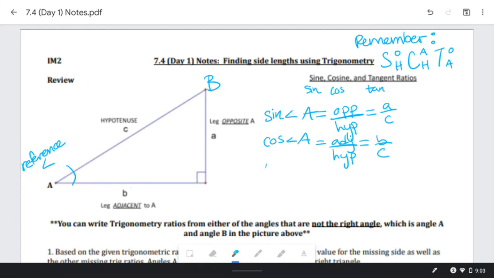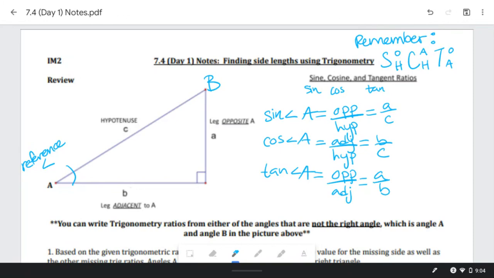And then the last one, our tangent of angle A, is opposite over adjacent, which is A over B. So that we'll still use for this lesson, we'll use for the rest of the chapter.